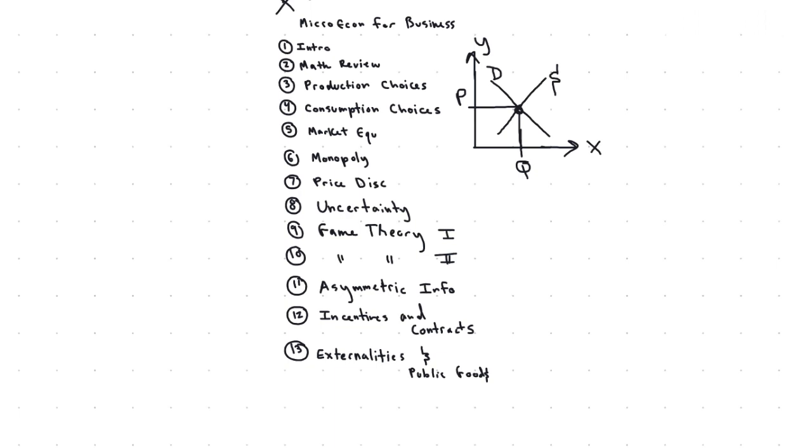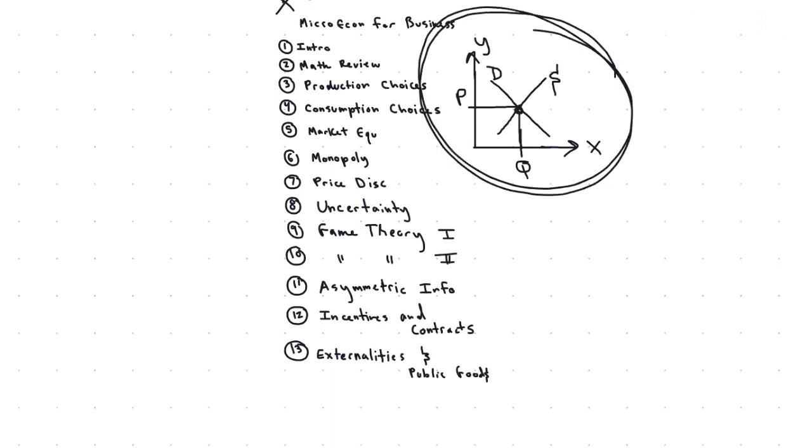So we have the table of contents here. Why would I put the supply and demand curve right there? It is specifically to illustrate number five, market equilibrium. Market equilibrium is all about that point right there, where there is an equilibrium between supply and demand. That's what that chapter is going to be all about.